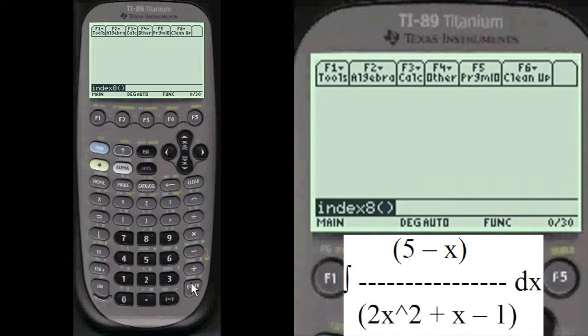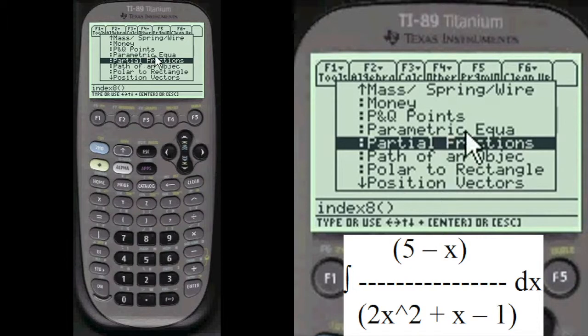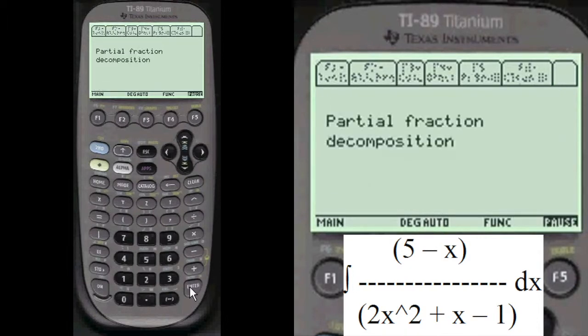So anyways, let's get to my menu. We're at partial fraction. We scroll down to partial fraction because that's what we're doing. So that's in the menu.